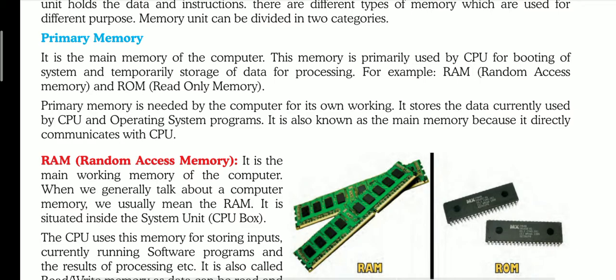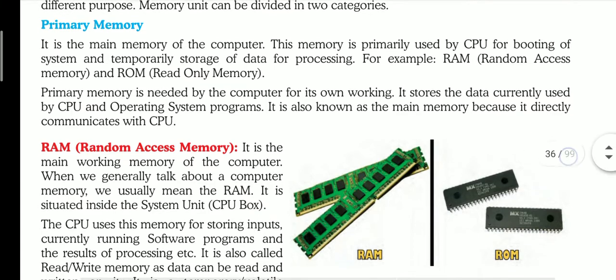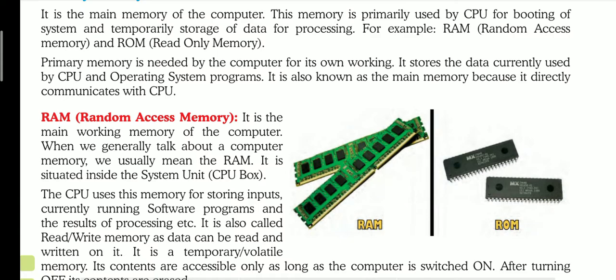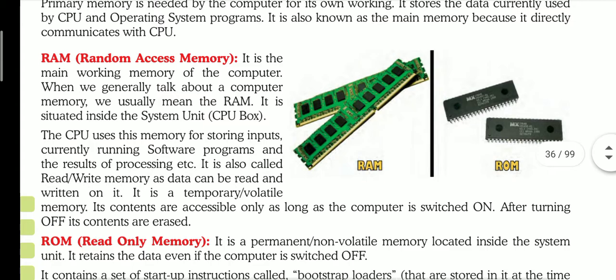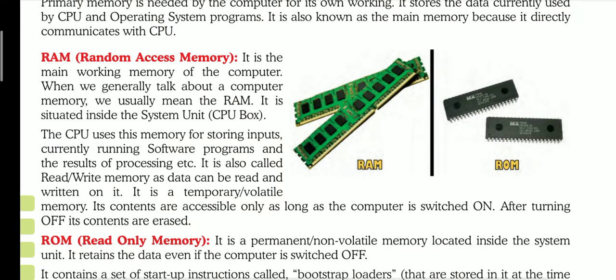Primary memory is needed by the computer for its own working. It stores the data currently used by the CPU and operating system programs. It is also known as the main memory because it directly communicates with the CPU. RAM, random access memory, is the main working memory of the computer. When we generally talk about computer memory, we usually mean the RAM. It is situated inside the system unit.